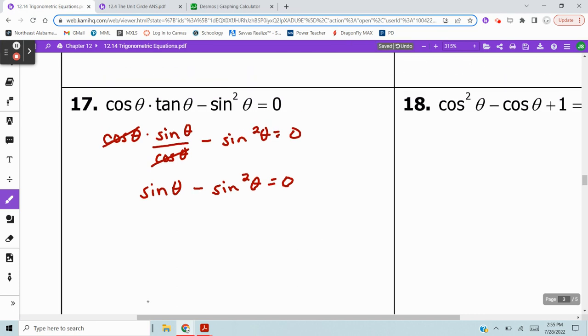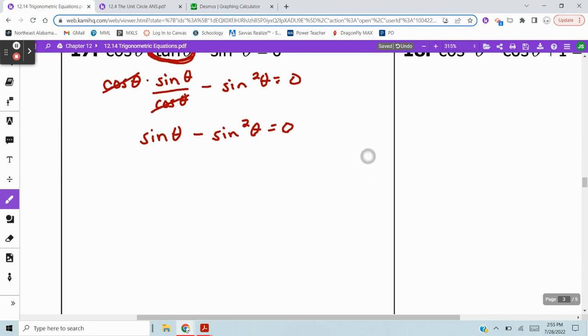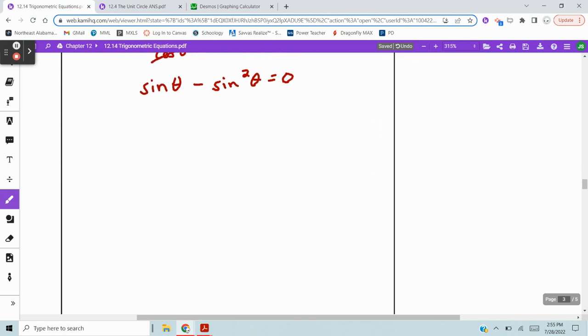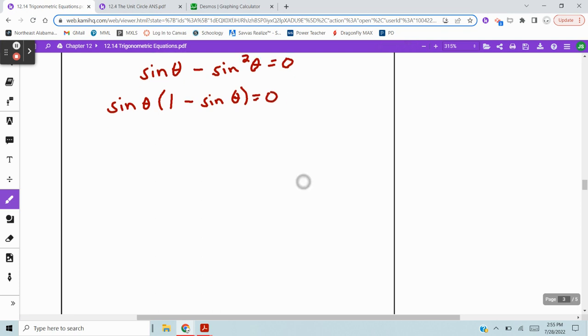Now I do want to talk a little bit about this tangent stuff, and we saw it on an earlier problem. Make sure that you remember that anytime you're dealing with tangents, you have some undefined values sometimes. So let's be real leery about some of our answers here. So I'm going to factor that sine out. So I've got the sine of theta times, because both of these terms have sines, that'll be 1 minus the sine of theta, when I factor it out, is equal to 0.